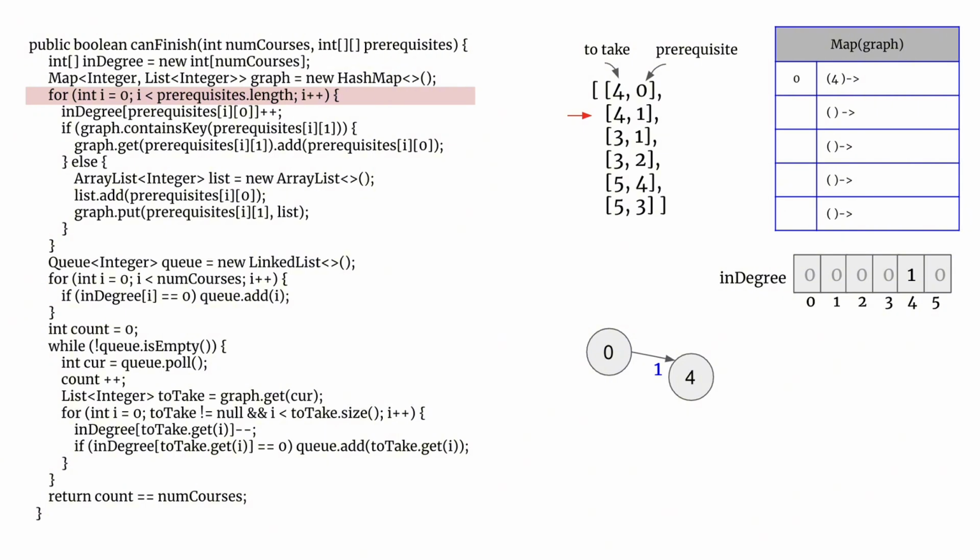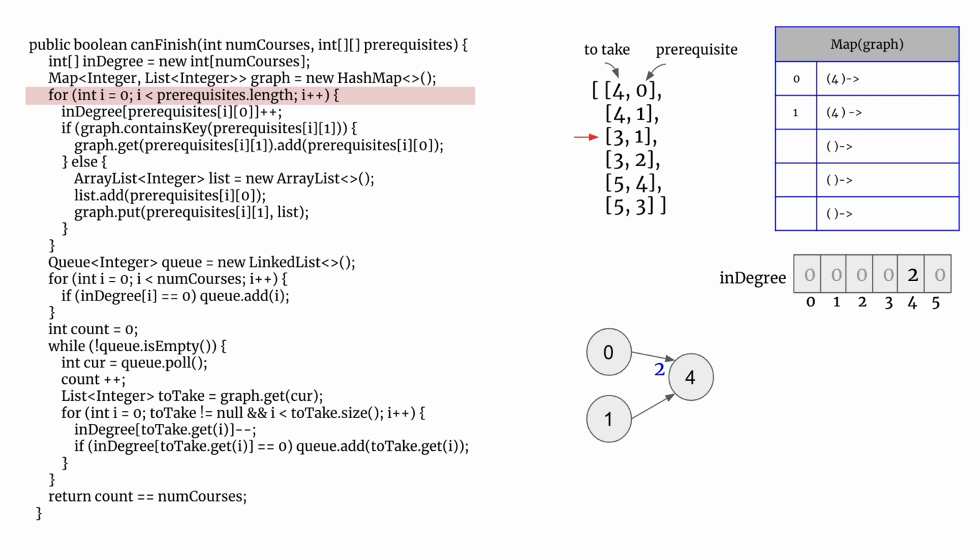Continue the for loop. Now we are looking at the subarray for 4, 1. To take course 4, there is a prerequisite course 1. So here, the indegree of course 4 increases to 2. We check whether the information of this vertex, course 1, is already stored in our hash map. If not, similarly, we put this vertex course 1 and its neighboring vertices data into the list.